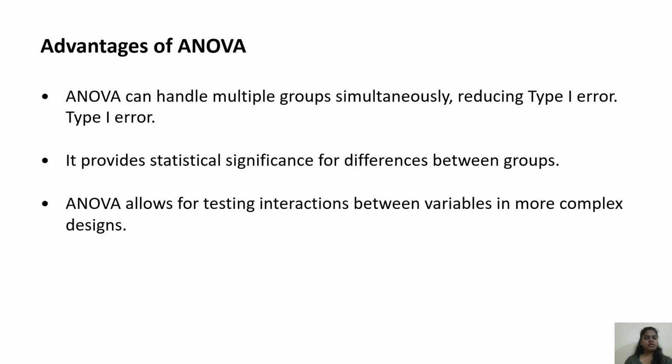Let's move on to the advantages of ANOVA. ANOVA can handle multiple groups simultaneously, reducing type 1 and type 2 errors. It produces statistical significance for differences between the groups. ANOVA allows for testing interactions between variables in more complex designs.